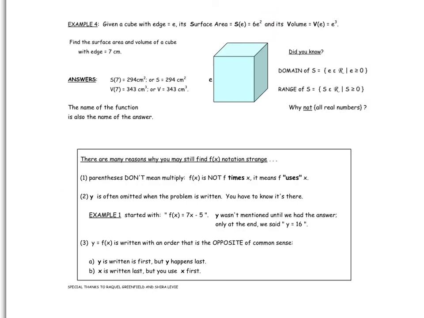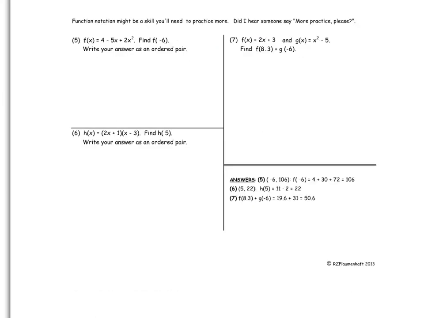There are many reasons why you may still find f of x notation strange. The parentheses don't mean multiply. F of x is not f times x. It's f uses x. Y is often omitted when the problem is written. You have to know it's there. Y equals f of x is written with an order that is the opposite of common sense. Y is written first, but y being the answer happens last. X is written last, but you use x first.